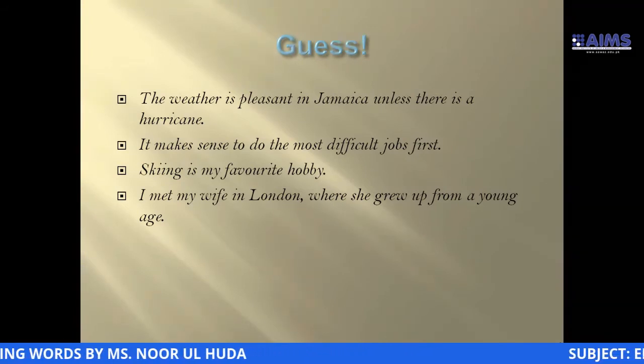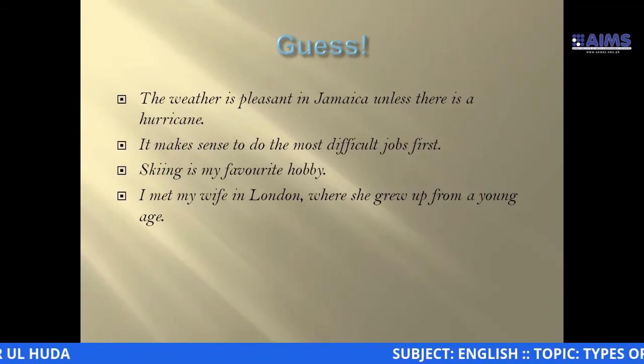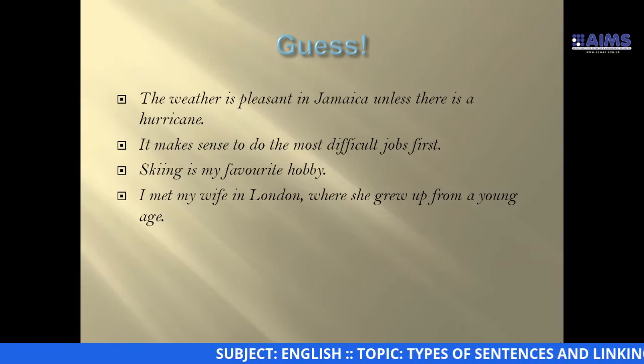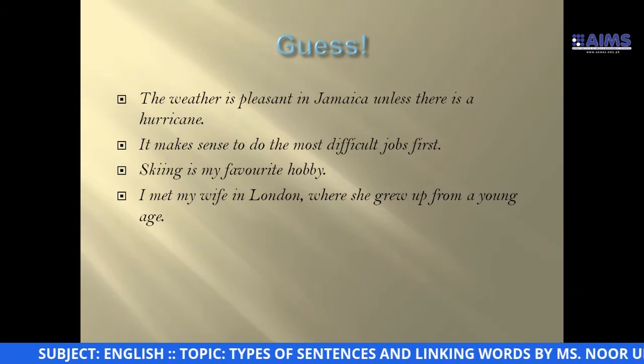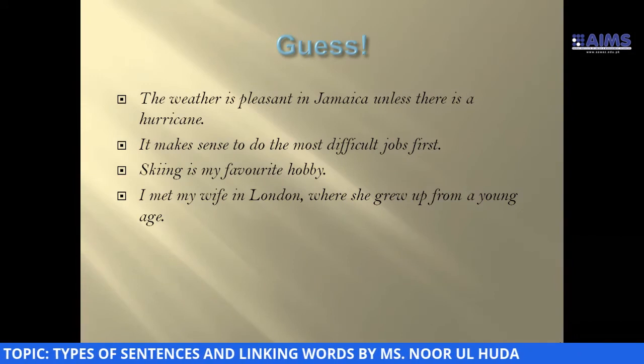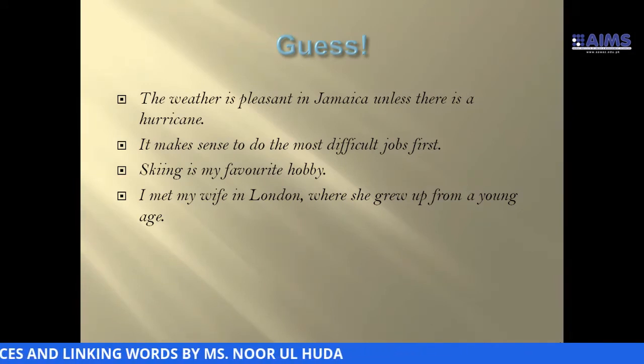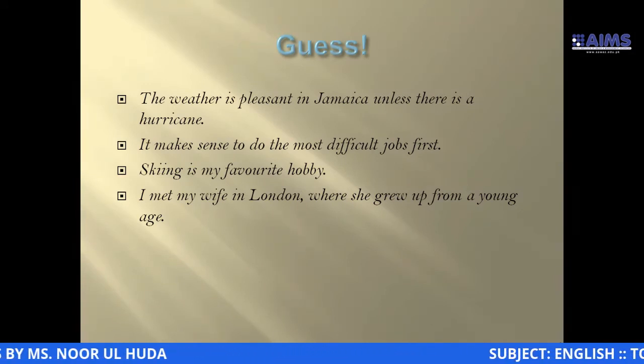Let's suppose the sentence would be like this. So it would be a compound sentence because two main clauses are there, meaning two independent clauses. But here, by adding "where," we have made the independent clause a dependent one.